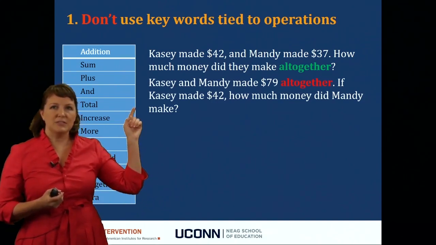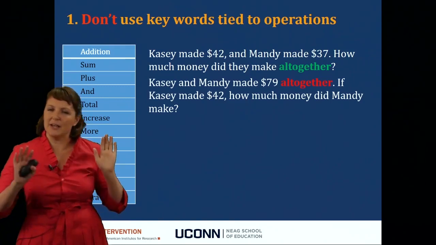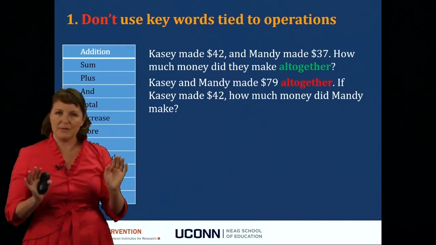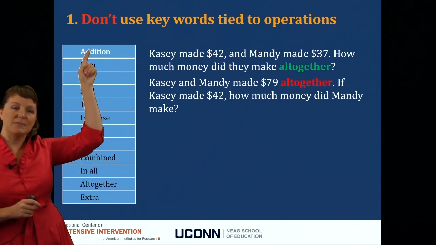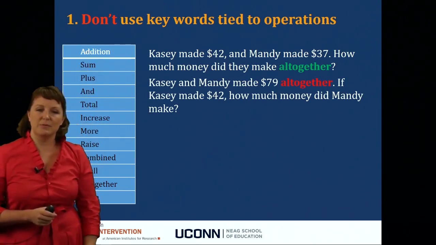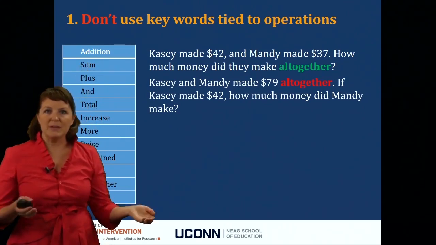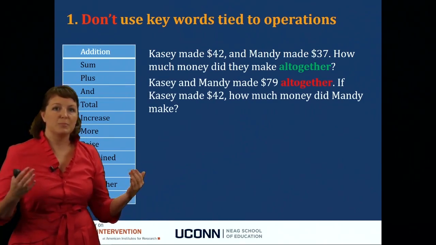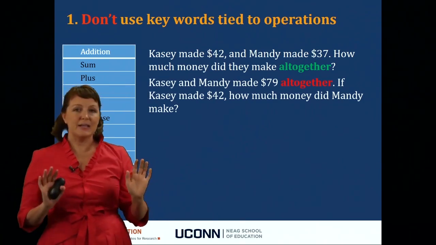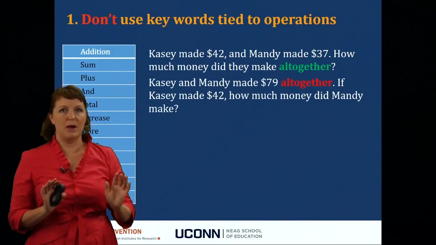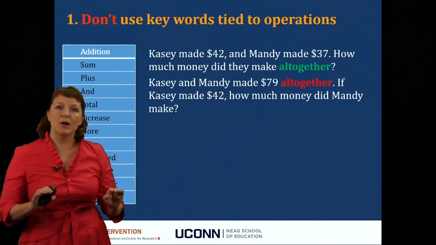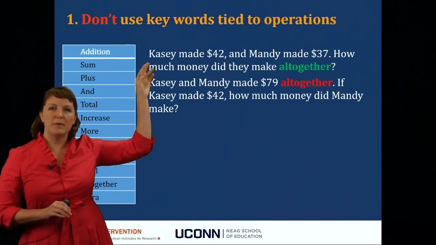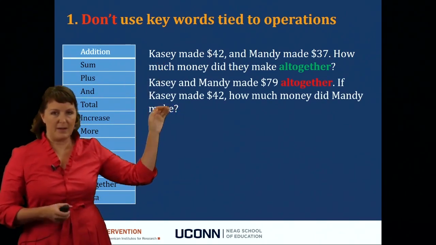Now there's that word altogether. If my teacher has said, whenever you see altogether, that means you add, I'm going to find it on that list, I'm going to see that that list means addition, and I'm going to add those 2 numbers together. But the problem is when we add $79 plus $42, that does not give us the correct answer to this word problem. So here you can see the keyword strategy does not work. It might work for this problem, but it does not work for that problem.